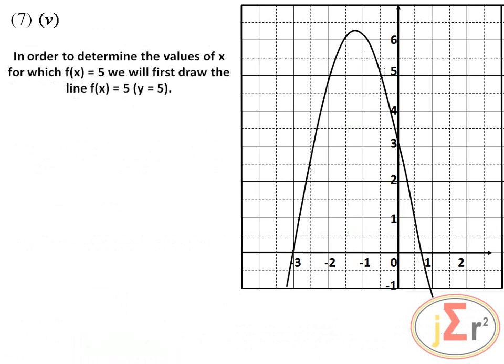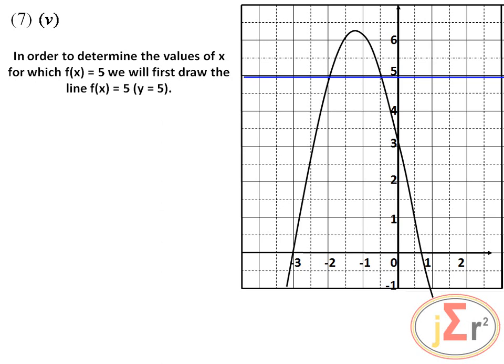In order to determine the values of x for which f of x is equal to 5, we will first draw the line f of x is equal to 5. Draw that line first. F of x is equal to 5. Y is equal to 5.